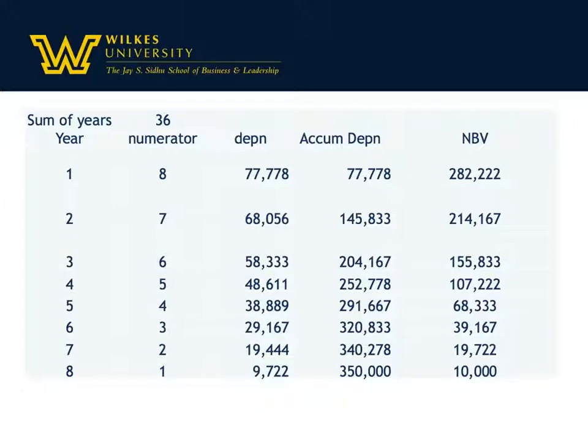But we have to deal with partial years. Imagine we had a calendar year corporation, and you ended up going from October of 2017 to the end of September of 2018. That's kind of how we're dealing with this.